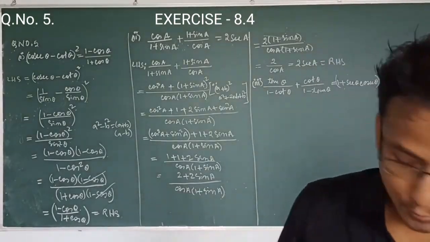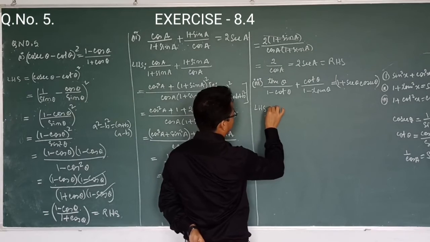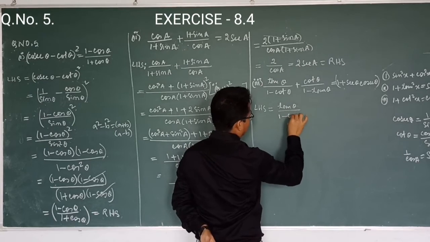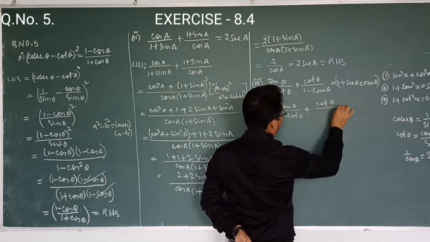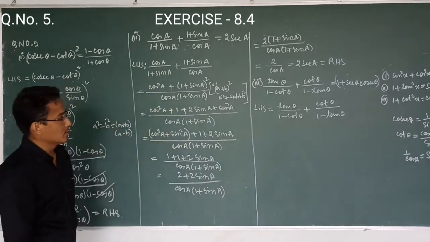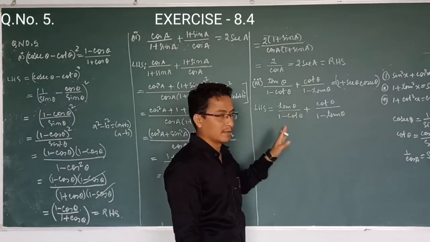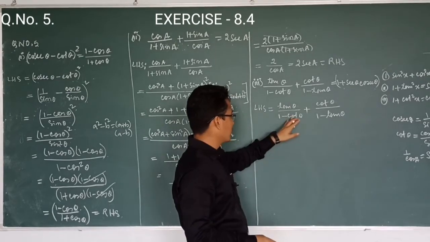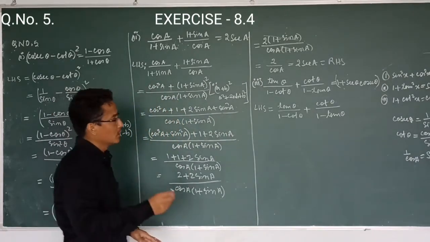So let's see, what can we do? We take the left hand side. Left hand side is equal to tan theta over 1 minus cot theta plus cot theta over 1 minus tan theta. Usually what can we do? Usually we convert the other terms to sine and cos. Here also, tan we convert to sine and cos, and cot we convert to sine and cos. Usually we convert the other trigonometric ratios to sine and cos.